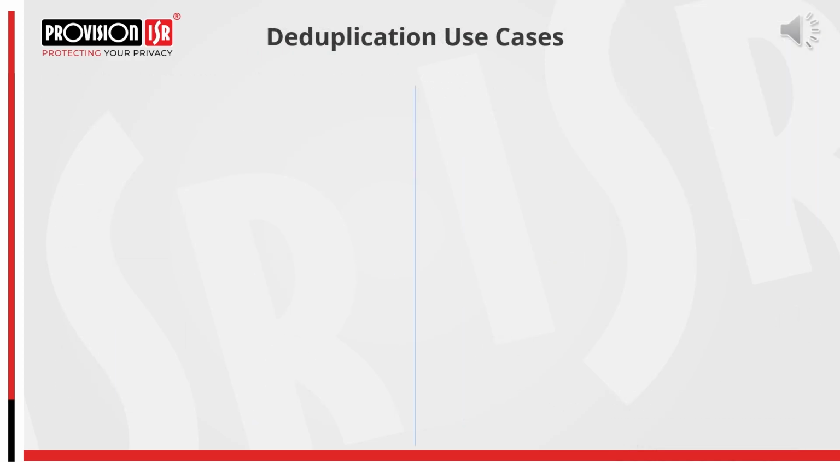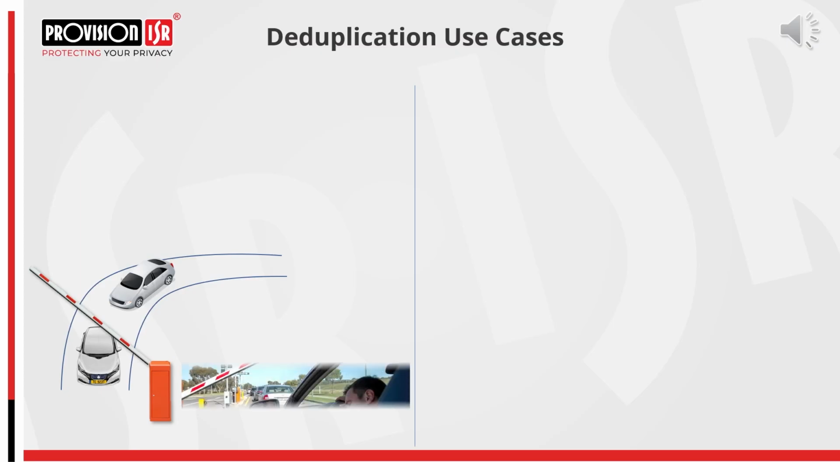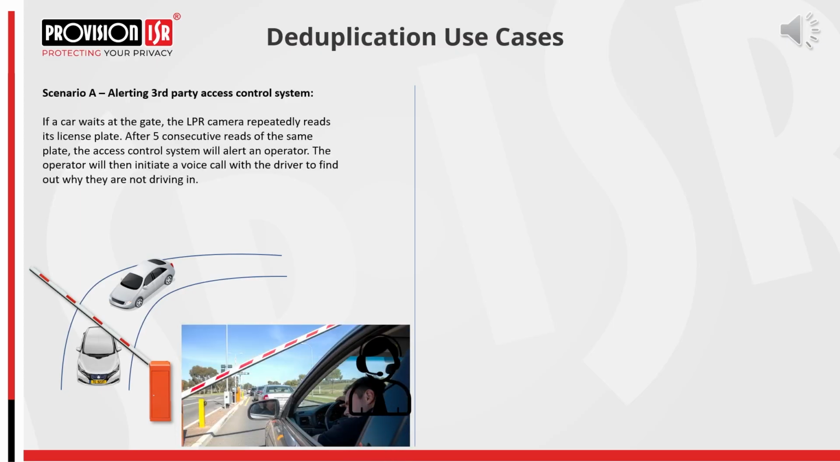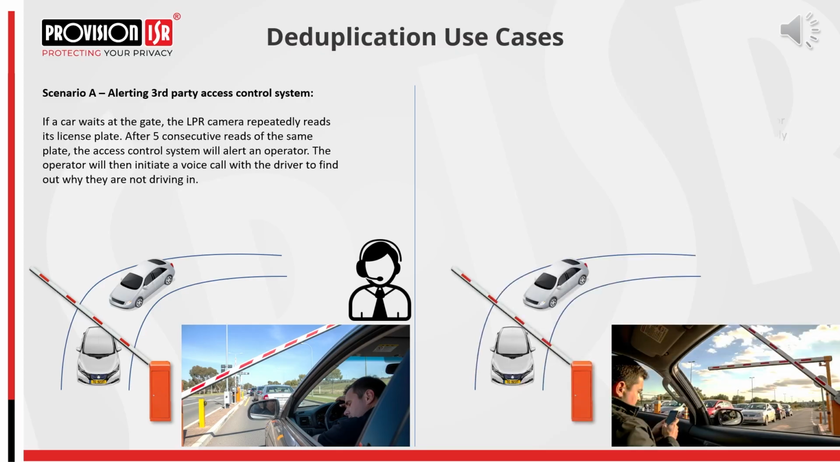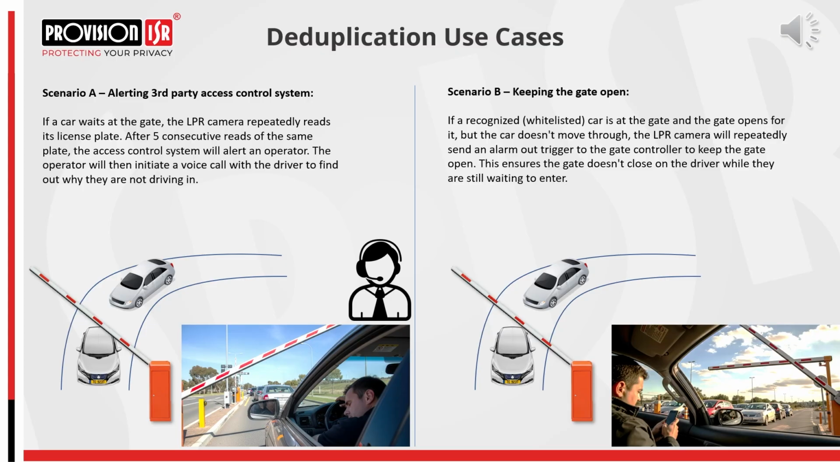This feature is especially useful in real-world scenarios, such as access control alerts. If a vehicle stops at a gate and does not proceed, repeated reads can trigger alerts to an operator after several consecutive detections. Gate control logic: for whitelisted vehicles, repeated detections can be used to keep the gate open while the car is still waiting to enter, preventing the gate from closing prematurely. Deduplication helps reduce unnecessary event flooding, improves system logic, and ensures cleaner integration with access control and alarm systems, while still allowing flexibility through configurable time intervals.